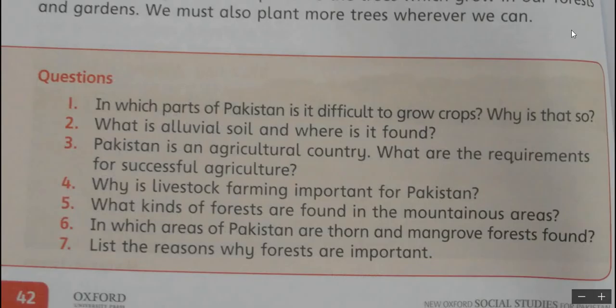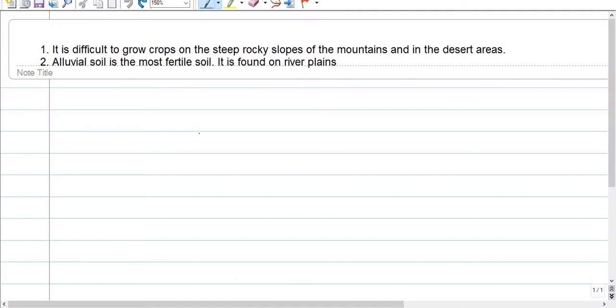Forests. Today we are going to do its exercise. Let's start. Question number 1. In which parts of Pakistan is it difficult to grow crops? Why is that so? And its answer is: it is difficult to grow crops on the steep rocky slopes of the mountains and in the desert areas. This is the answer of question number 1.